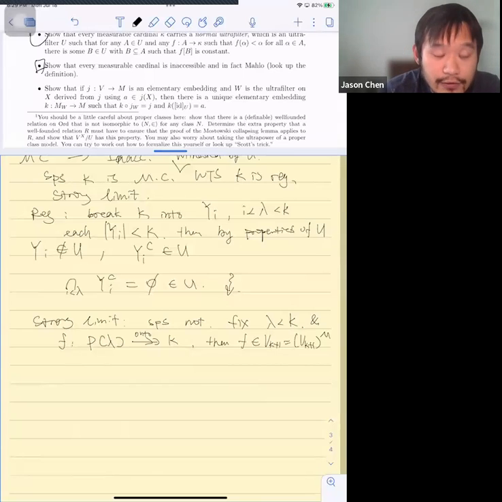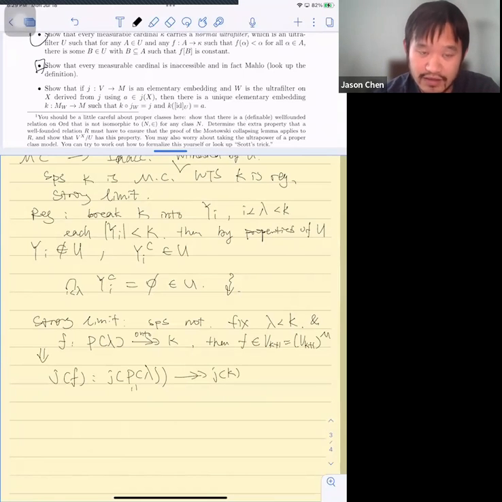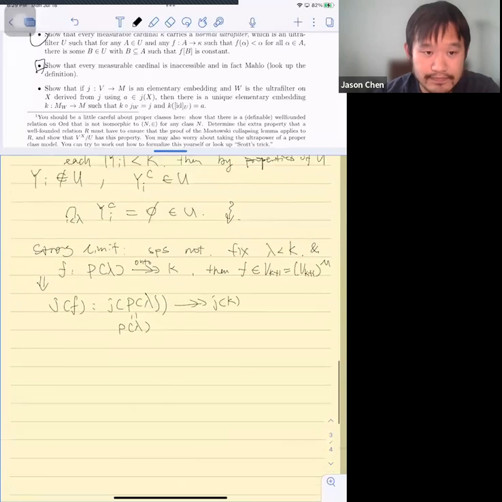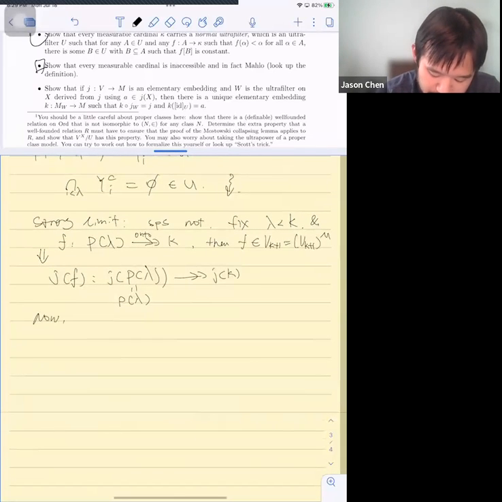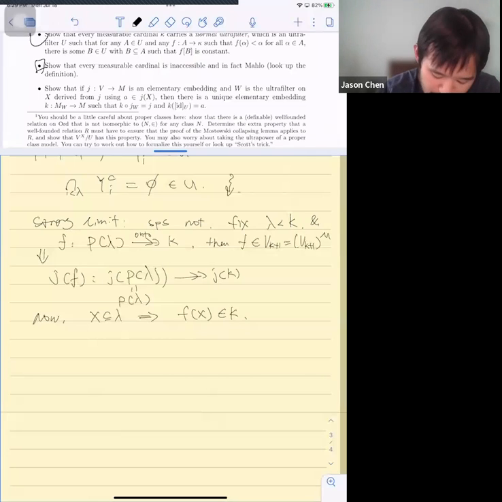And by now we have j of f is a function from j of P(lambda) onto j(kappa) by elementarity. Right, but what is j of P(lambda)? Well, P(lambda), the power set of lambda, is something in V_kappa, so that gets mapped to itself. So this is actually just P(lambda). Right, but now we notice that if x is a subset of lambda, then f of x is an element of kappa. But what does that tell us?